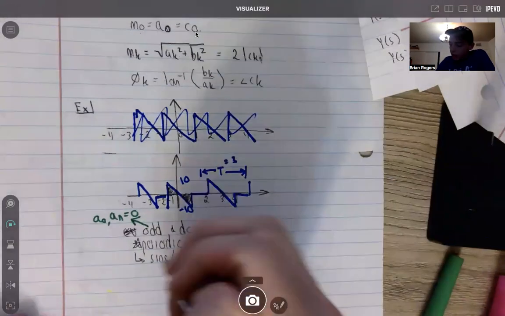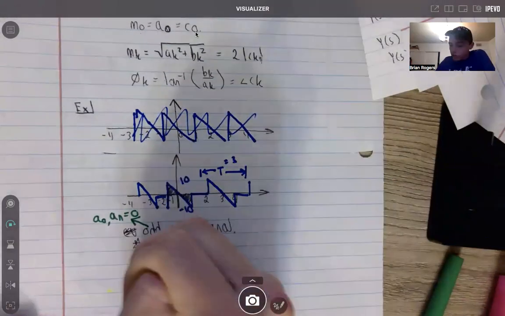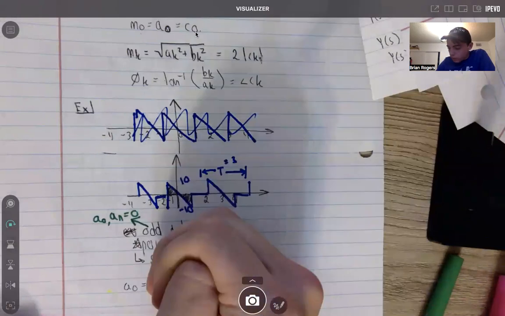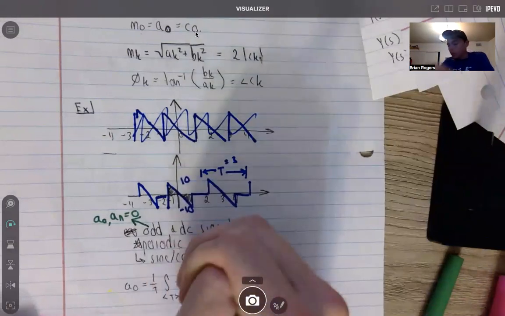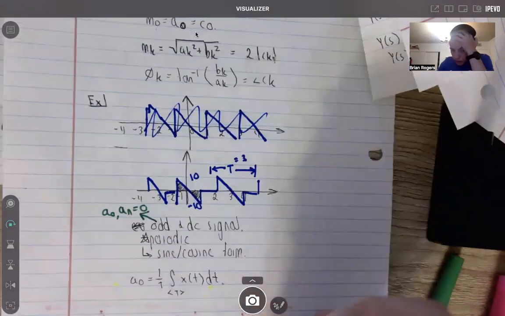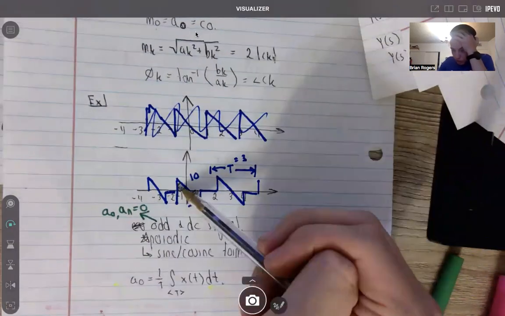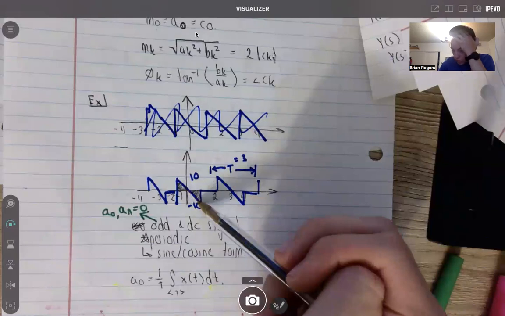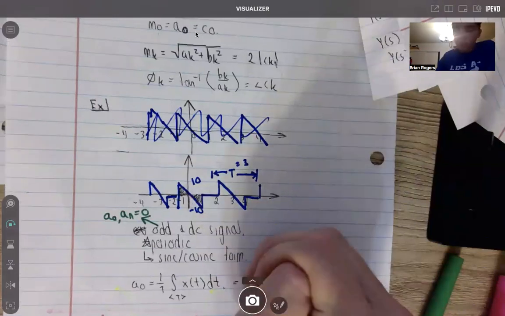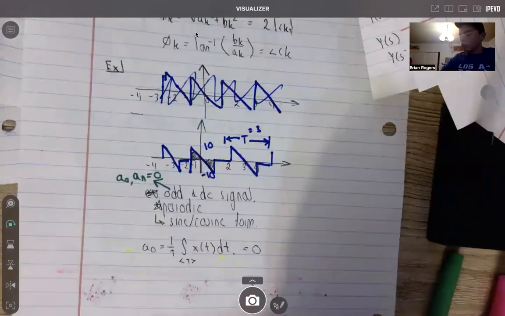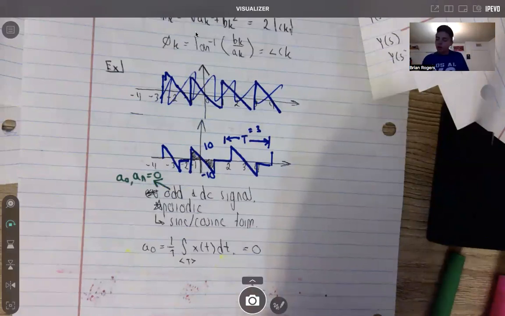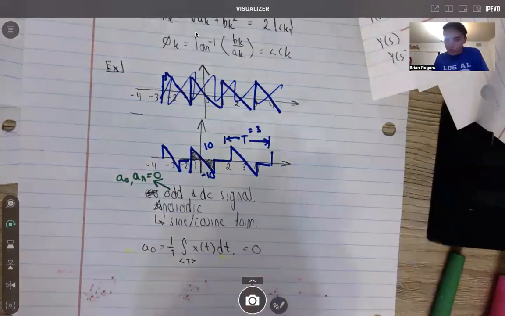And the reason why A naught is 0, I'll just prove it to you. 1 over T over 1 period, X of T dt. Well, that's the area under 1 period, right? The area above the curve cancels the area below, so this evaluates to 0. The area over 1 period cancels to 0. And then your A of n will equal 0 because, when you do the exact same thing, there's no even part to the sample, so it will cancel out.